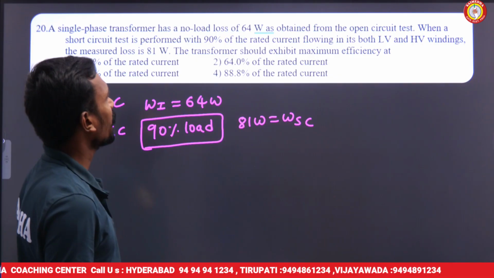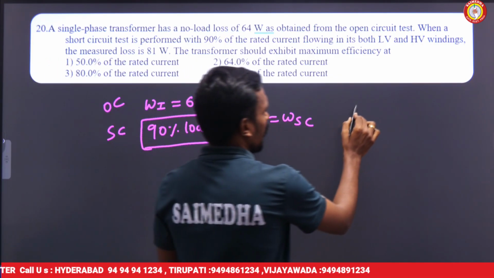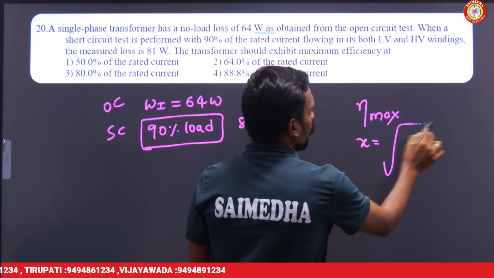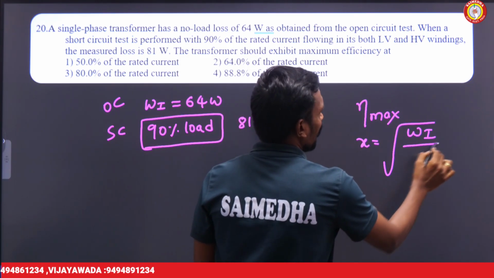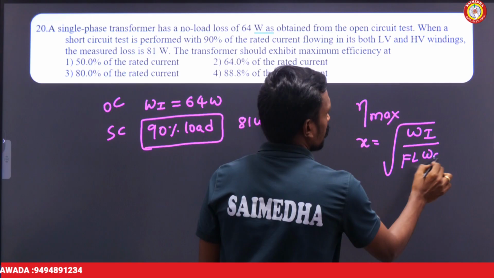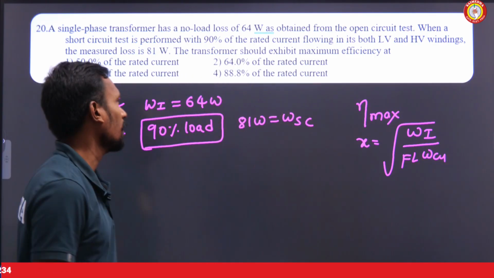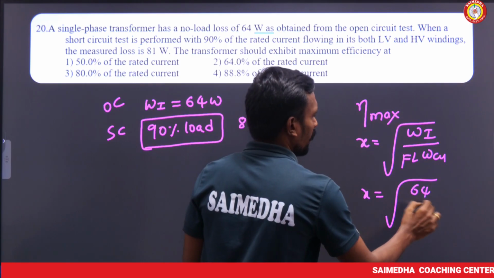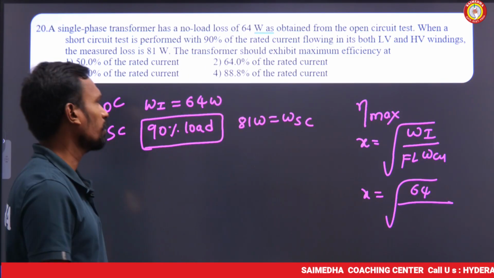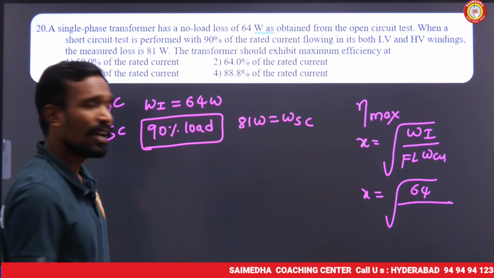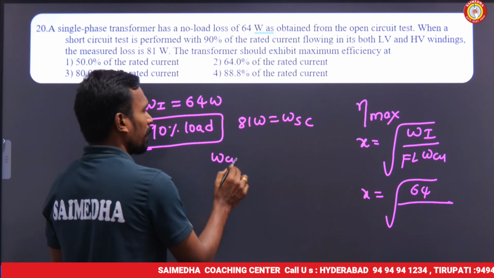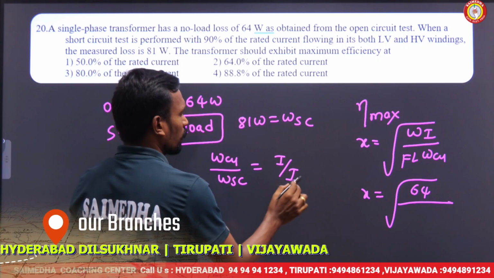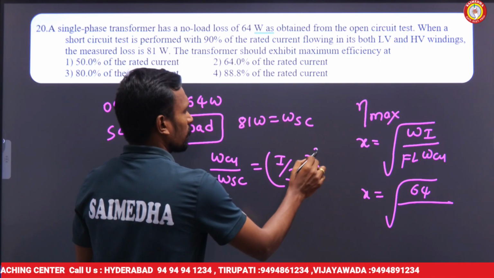The transformer should exhibit maximum efficiency at X equal to the square root of iron losses to the full load copper losses. Iron losses are given as 64. What about full load copper losses? We need to calculate it. I gave one formula: the copper losses to the short circuit losses is equal to (I by ISC) whole square.